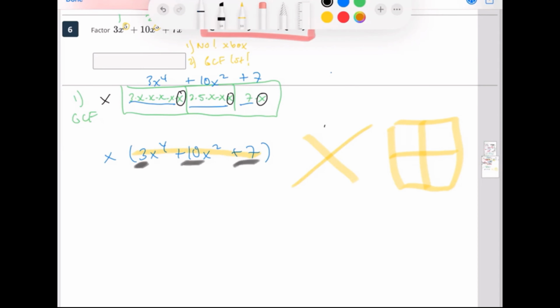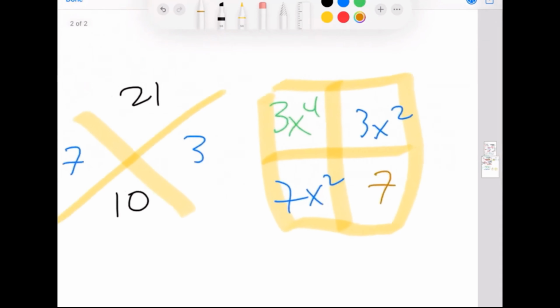So A times C is 21. My B value is 10. My two numbers that multiply to be 21 are 7 and 3, and 7 plus 3 is 10. So I have 7 and 3. This is splitting this term right here, so I have to add an x squared. The first term always goes here, and the last term always goes right here.